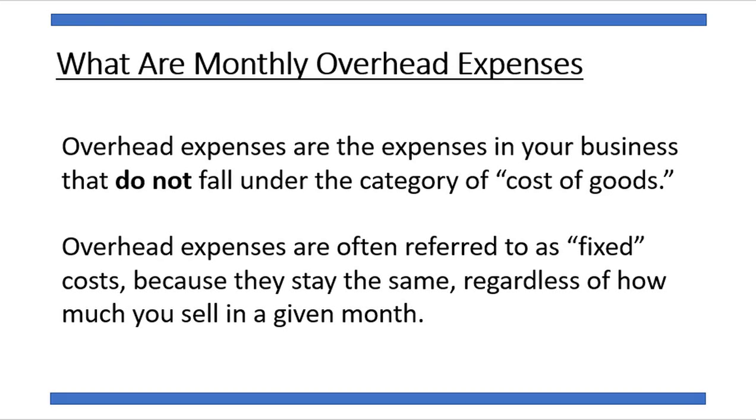So let's start with a definition of what monthly overhead expenses are. These are the expenses in your business that do not fall under the category of cost of goods, which we'll talk about in a second. These types of expenses are often referred to as fixed costs because they generally stay the same regardless of how much you sell in a given month. Cost of goods, on the other hand, is sometimes referred to as variable costs because the amount that you spend on cost of goods is going to vary depending on how many products you produce or buy.